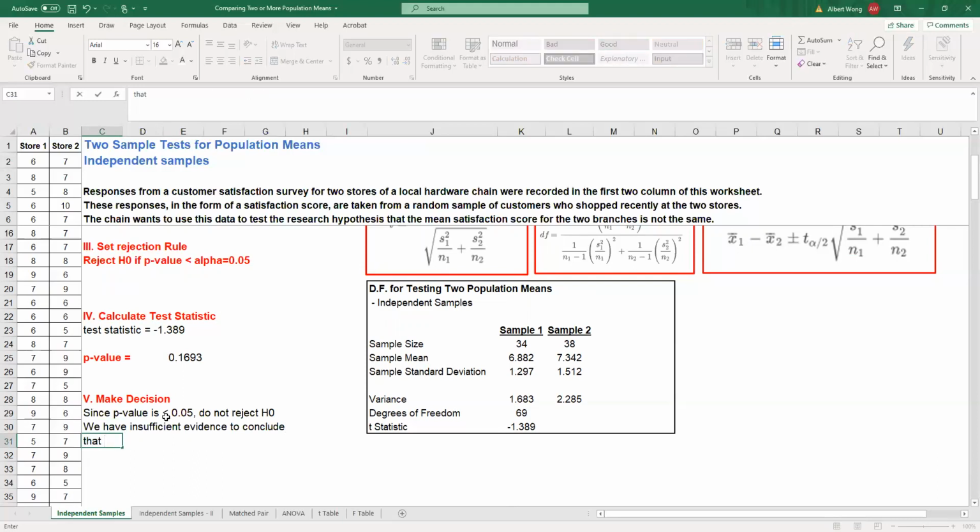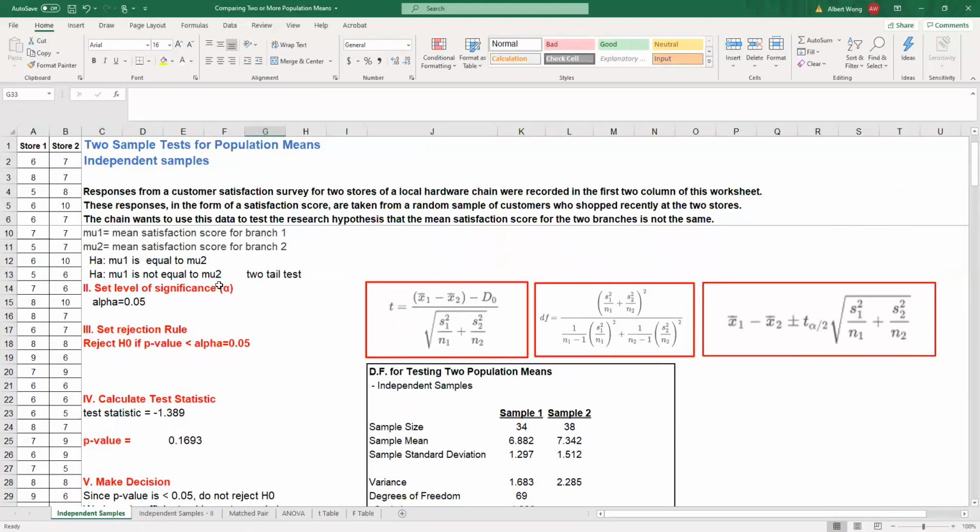So HA is that the two mean satisfaction scores are the same. They're not the same. Not the same, right? So this is always about HA when we draw the conclusion. So this is how we do the 5-step process. The complication, of course, is in the calculation of the degree of freedom, as well as to a lesser extent, the test statistic.